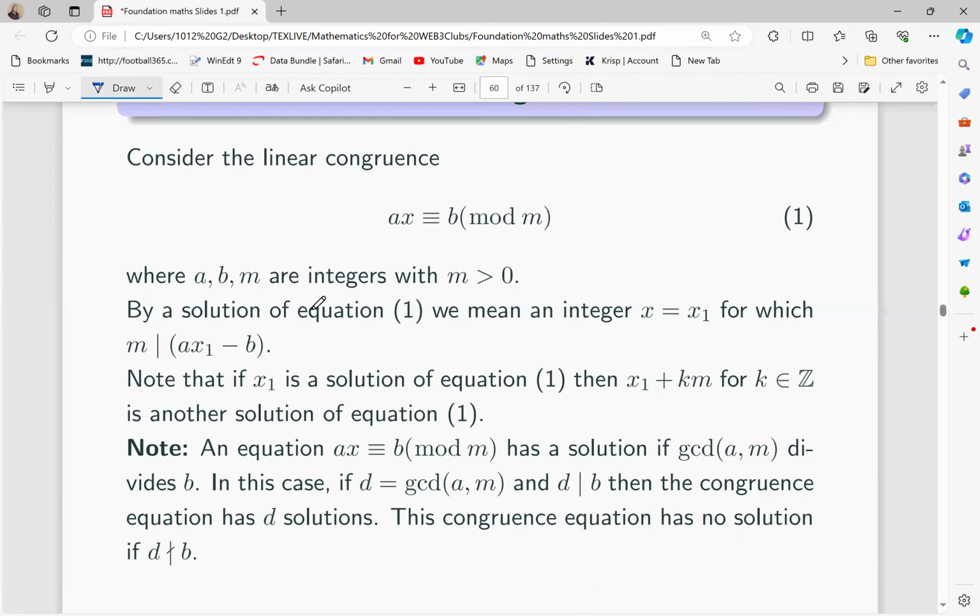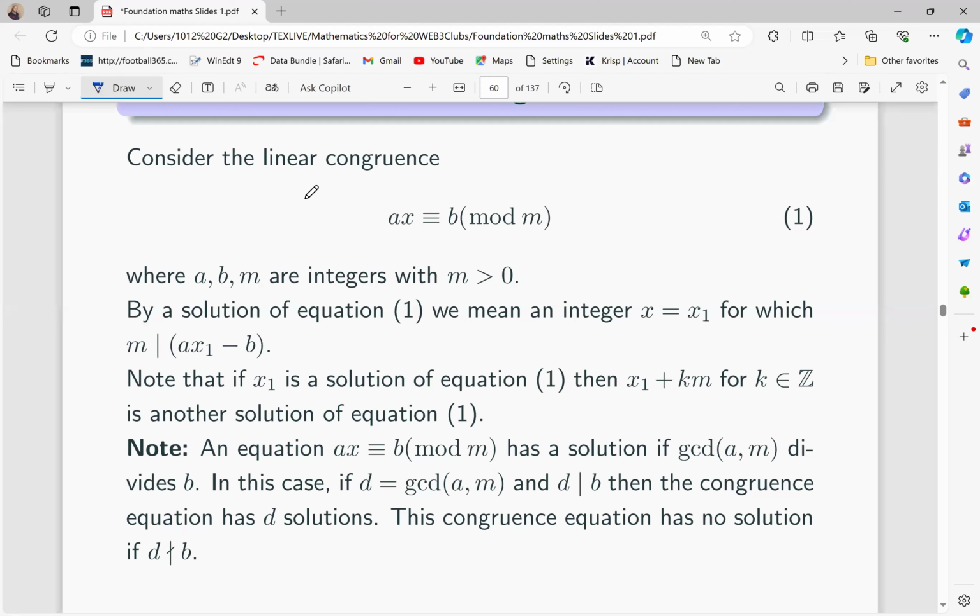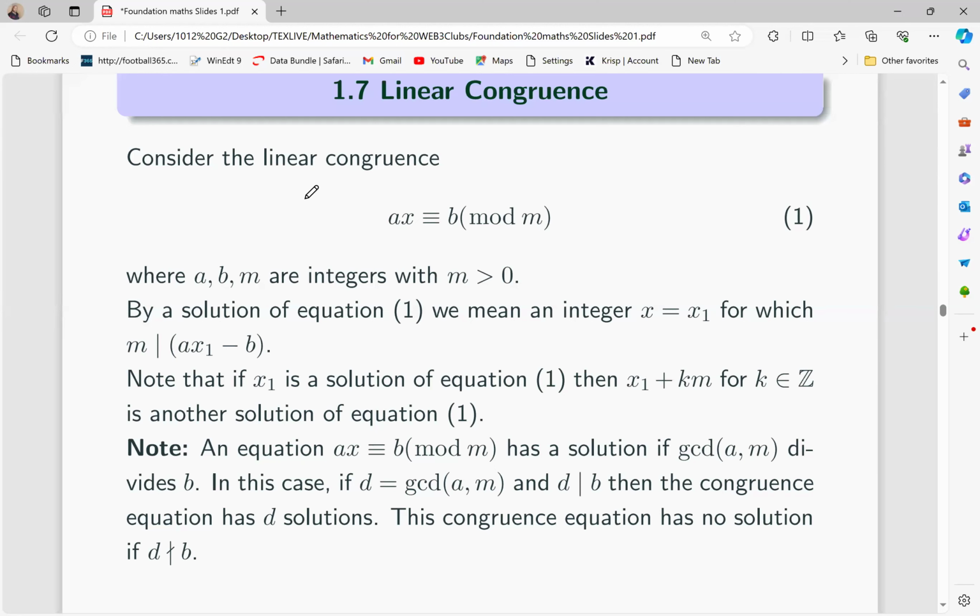So first, before you solve, you have to find out whether it has a solution or not. If it has a solution, you begin to solve. And if it has no solution, you say it has no solution, so that means you cannot solve. Now, how do we tell if this equation has a solution? We look at A and M and find the GCD of A and M.